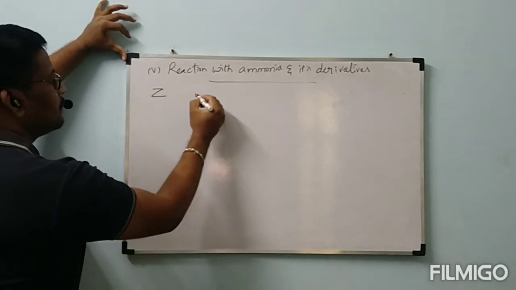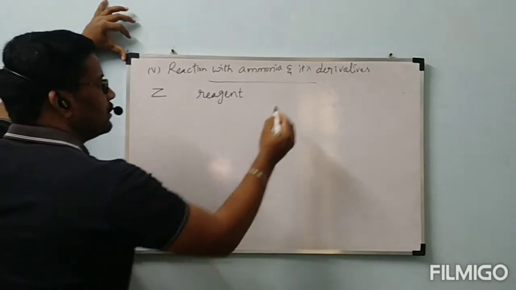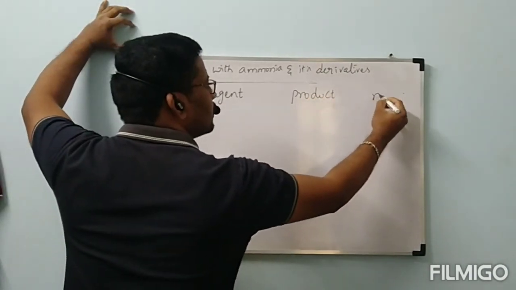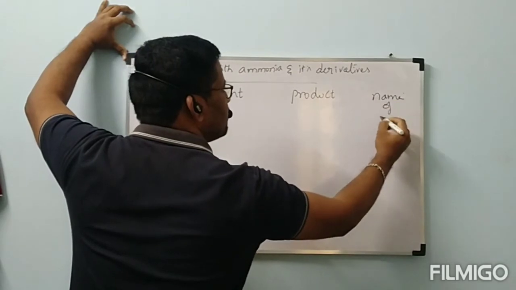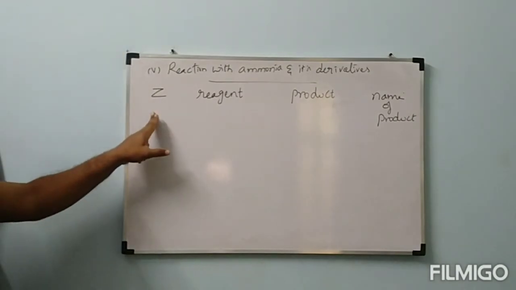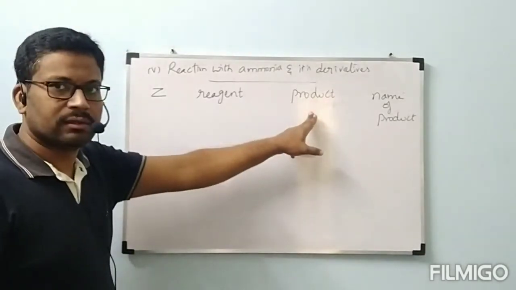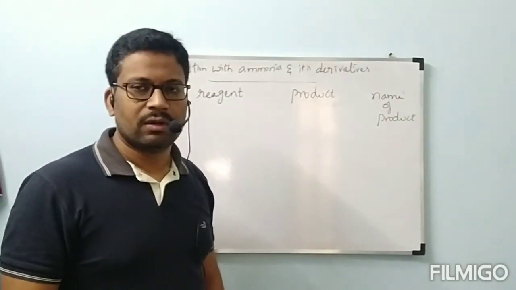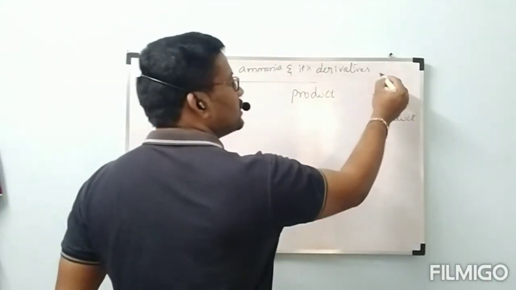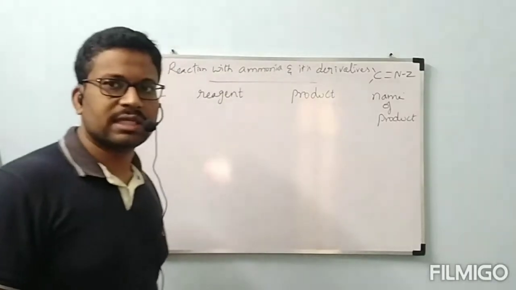Z. Reagent. Product. Name of product. What is that Z? If Z is equal to a particular thing, what is the reagent? What is the product? Name of the product. Before going to this one, what is the product everywhere we got? C double bond NZ, correct? C double bond NZ.